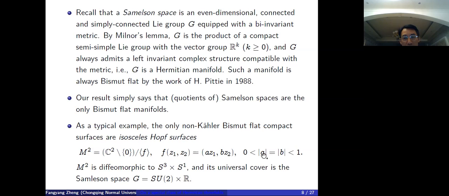So A and B can be different, but their norm has to be equal. Only in that case do you have a metric that is bi-invariant, SU(2) bi-invariant. So that's the only Bismut flat surface, basically.